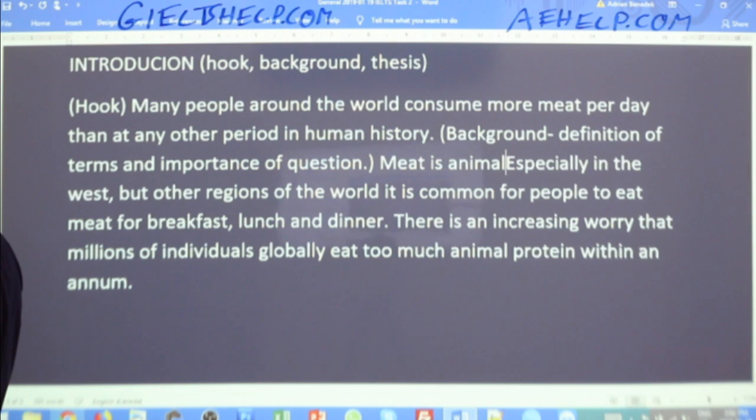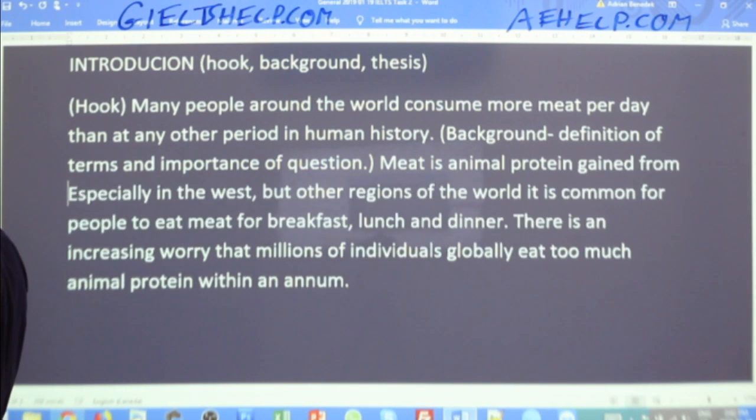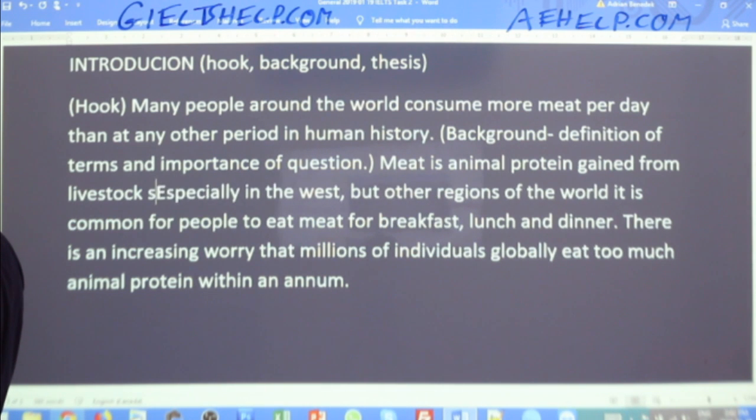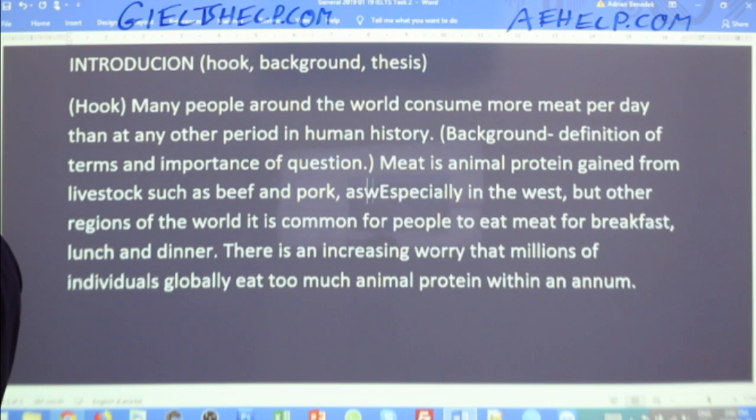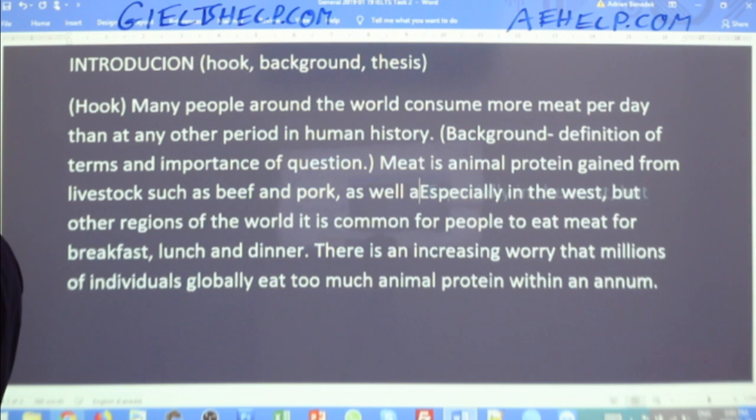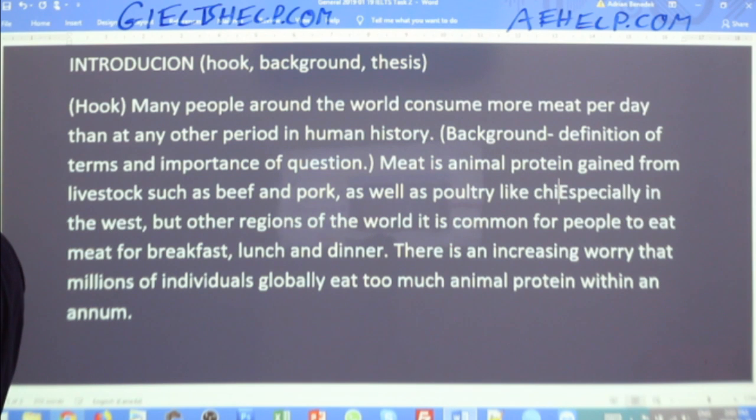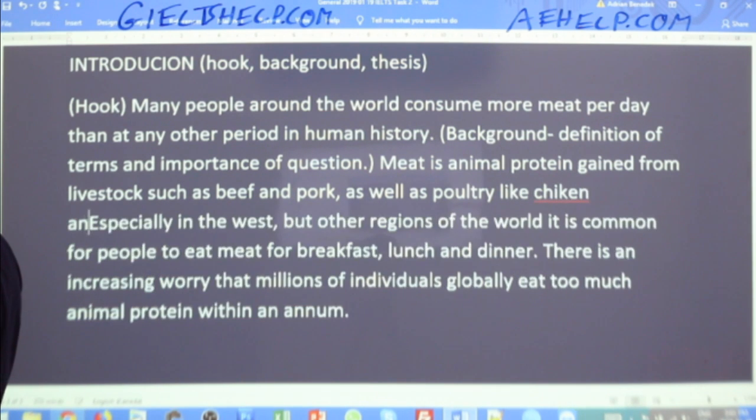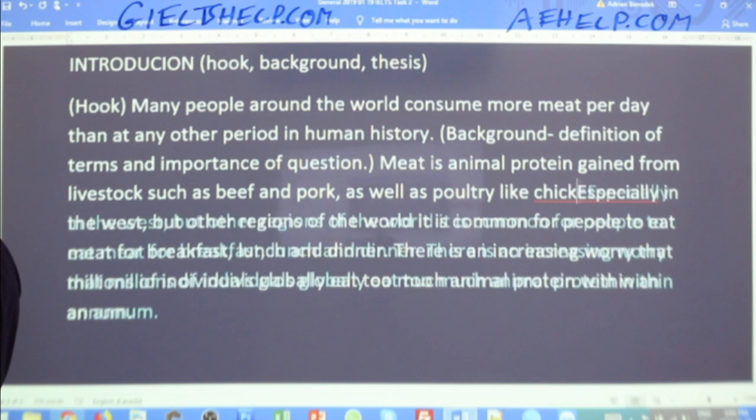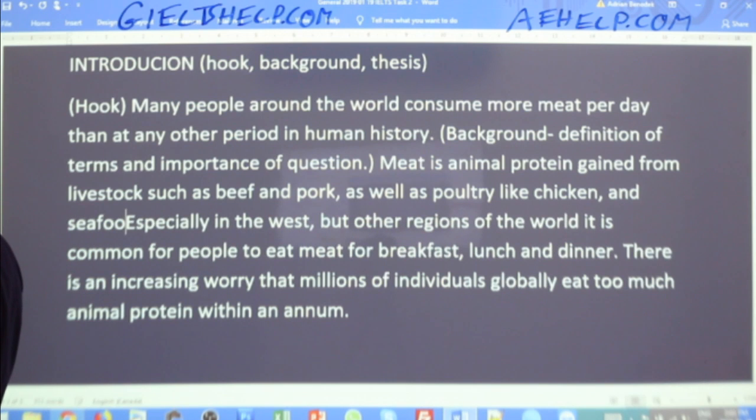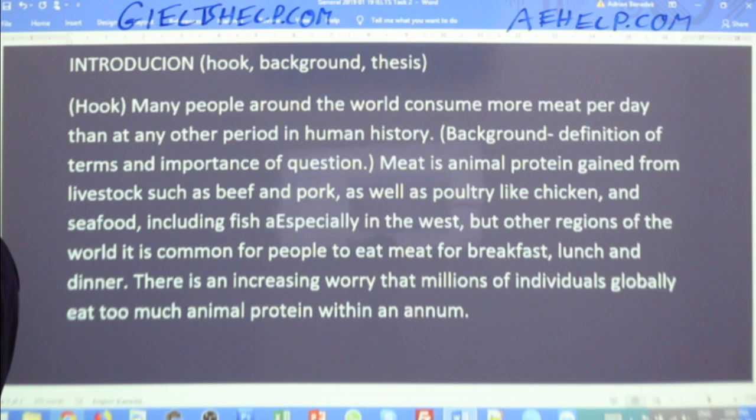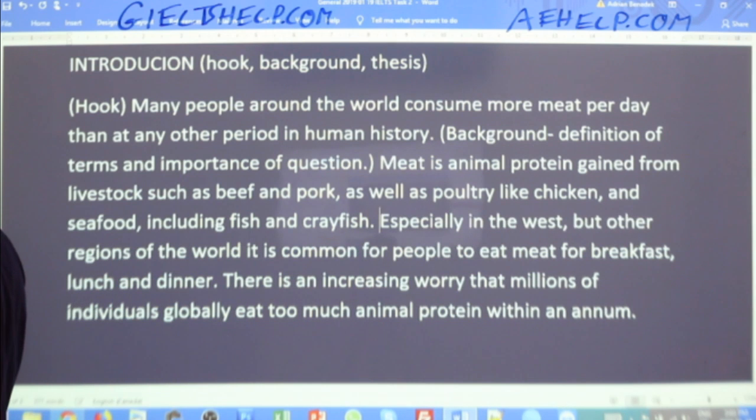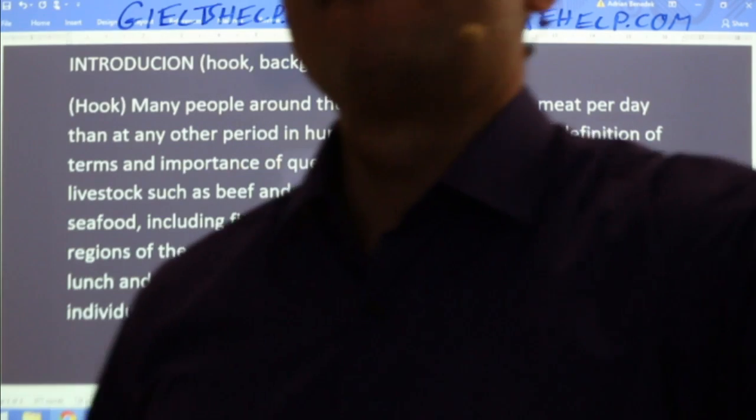So meat is animal protein gained from livestock, such as beef and pork, as well as poultry, like chicken, and seafood, including fish and crayfish. Okay, that's a really nice definition, and that shows your lexical resource for the IELTS as well.